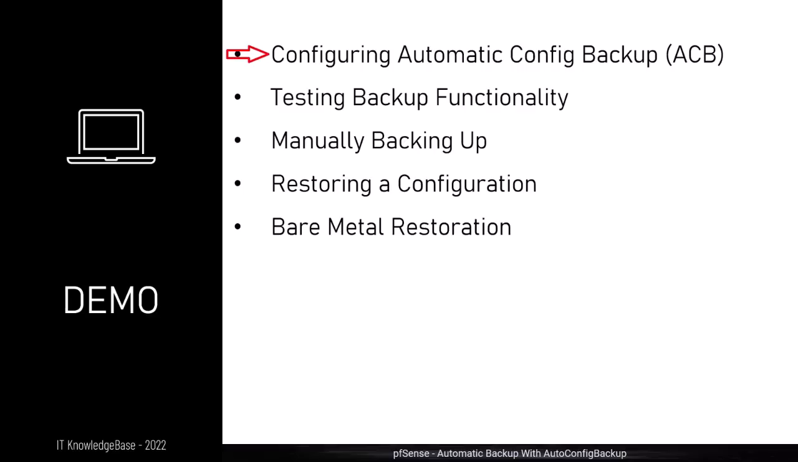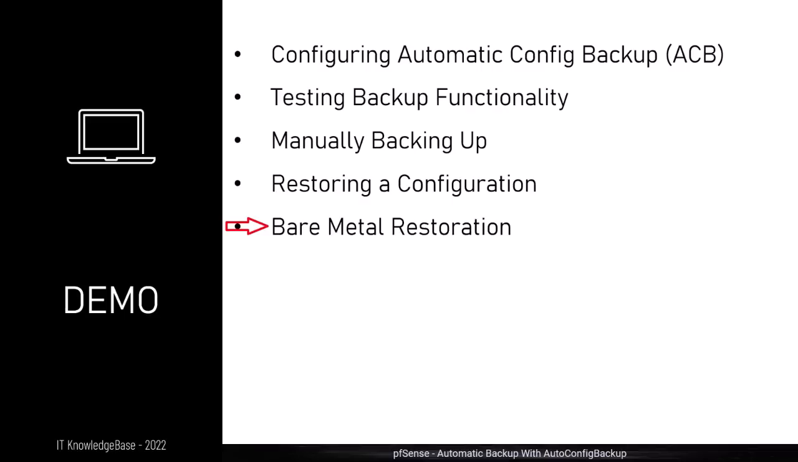Demo content. In this demo, we will go through and see it in action. Configuring ACB is fairly simple. First, we will look into how to configure ACB, then test some basic backup functionalities. Then we will move on to make some manual backups and restore our configuration from ACB backups. Finally, we will conclude our demo lecture by recovering our firewall on a bare metal pfSense firewall.